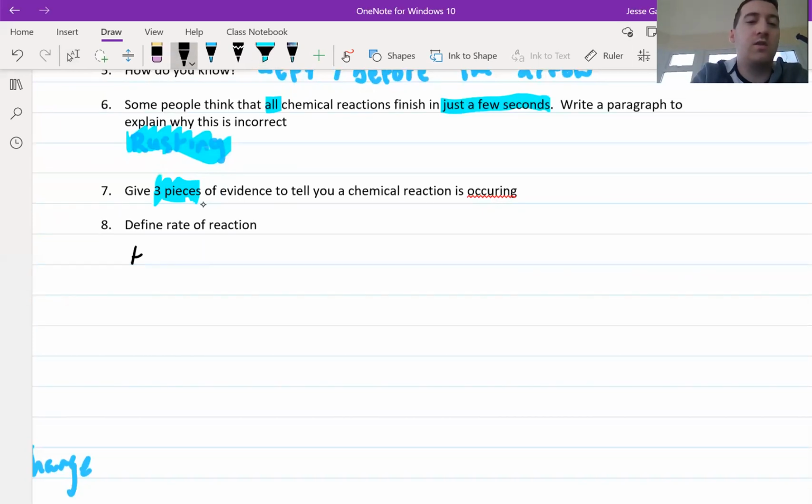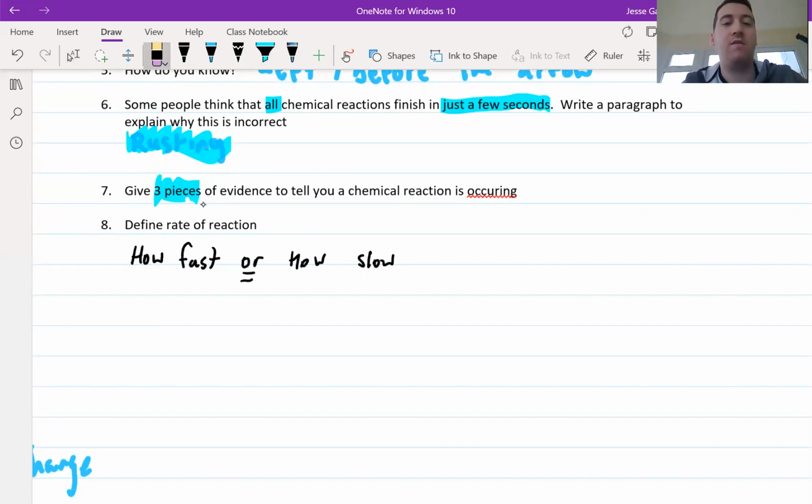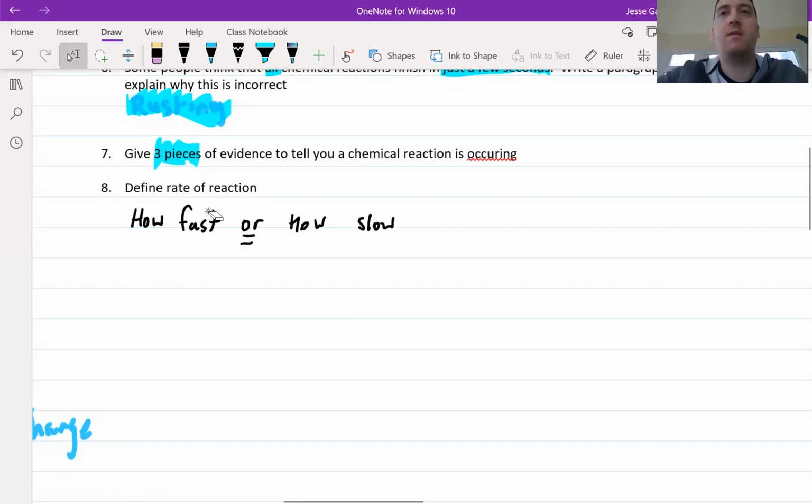So make sure you're using the phrases how fast or how slow. Now that shouldn't be all that's in your answer. That's just the key part that you should have in it. How fast or how slow a chemical reaction is happening. That's what we mean by rate of reaction. How fast, how slow a chemical reaction is happening.